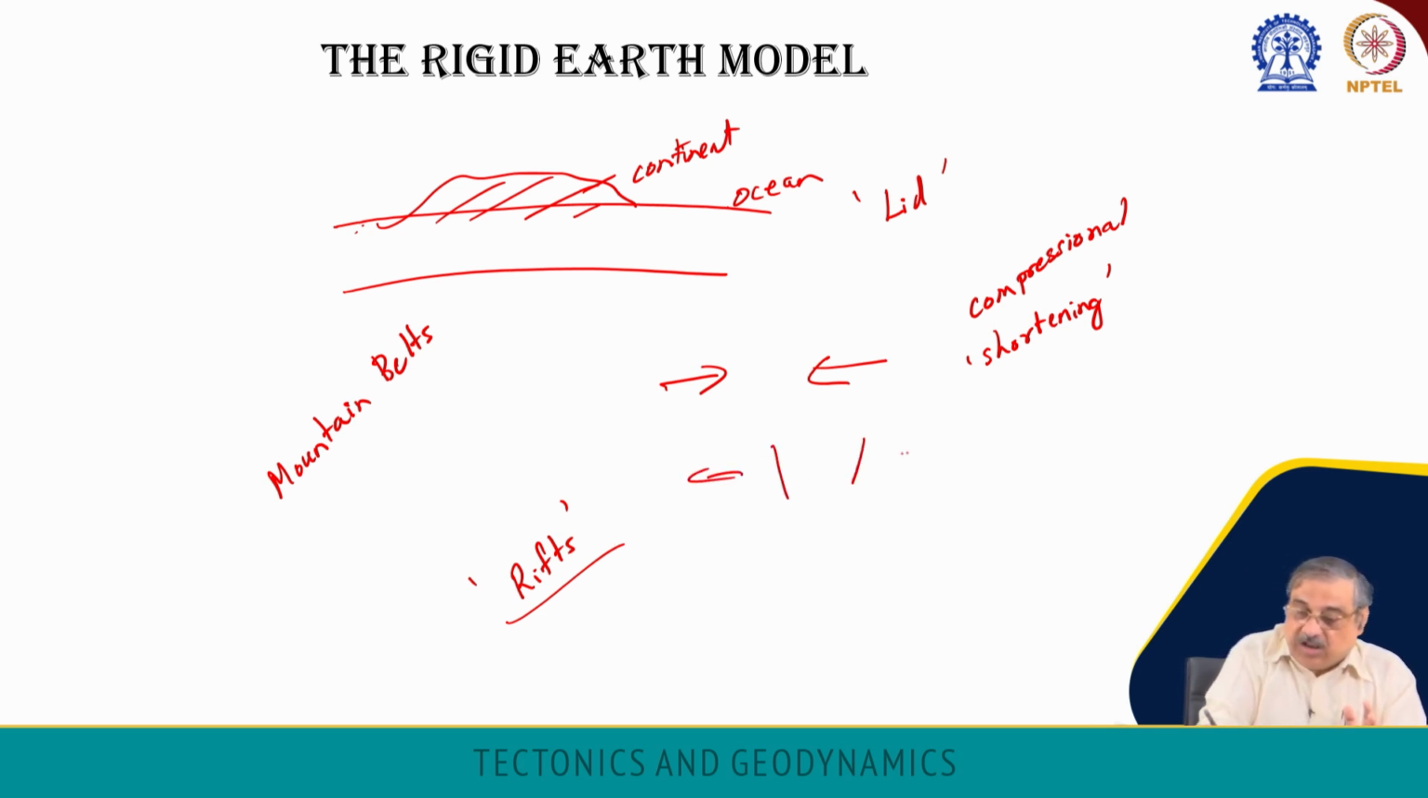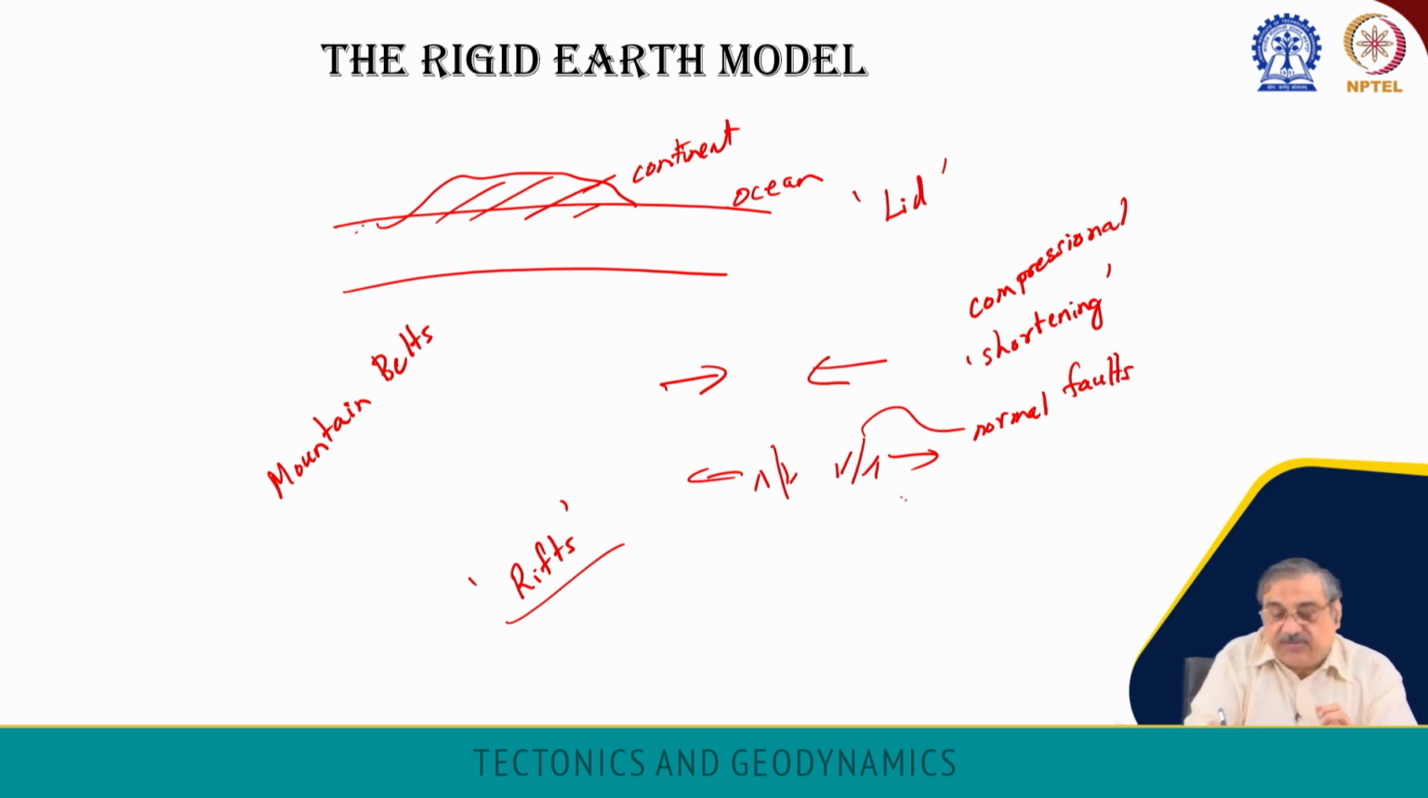So, rifts are basically places where you get faults of this sort, which are called normal faults. Because you have these normal faults, it means that the surface of the Earth, the crust of the Earth, is essentially accommodating extension. So, you are lengthening bits of the crust.